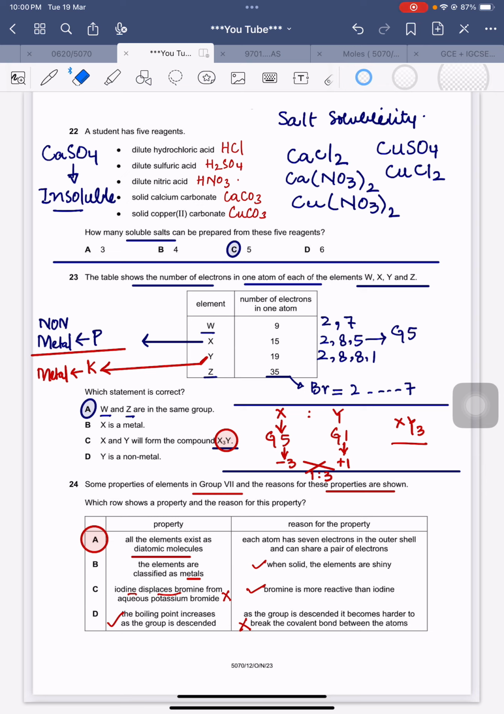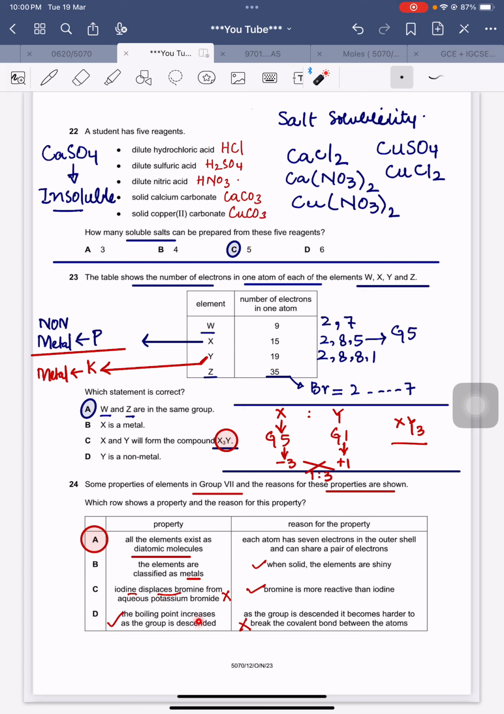Okay, let's have a look at the next point. Iodine displaces bromine. No, iodine cannot displace bromine. So that's why this is the wrong option here, because iodine is lower in reactivity compared to bromine. When I was teaching you the chapter of the periodic table, I taught you that in group number 7 reactivity decreases down the group, and the higher reactivity halogen has the ability to displace the lower reactivity halogen. So bromine is more reactive than iodine, so bromine can displace iodine. Iodine cannot displace bromine. That's why this property C is wrong.